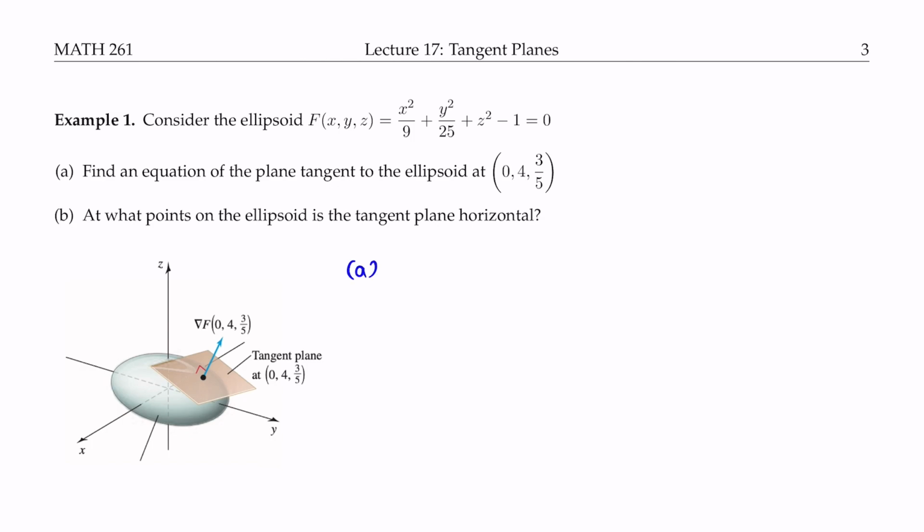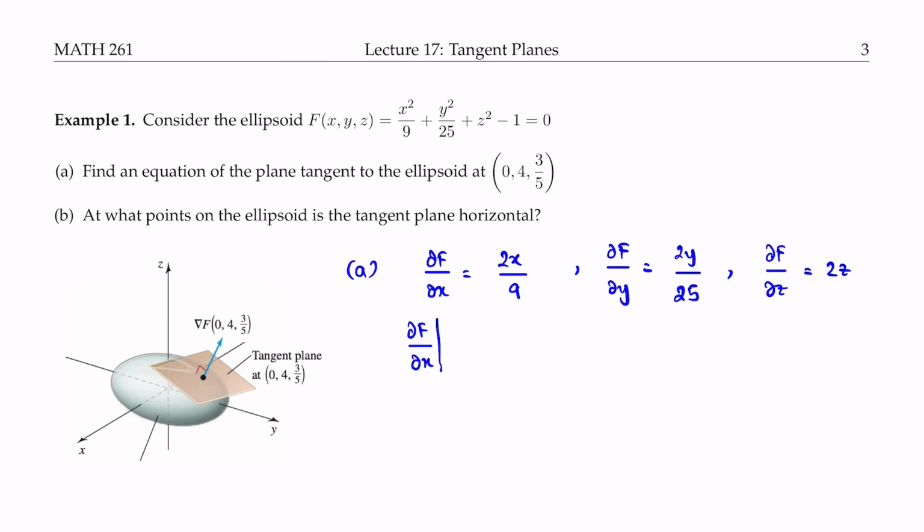So here in part A, you want to find partial F, partial x, and you get 2x over 9. Now for partial F, partial y, you're going to get 2y over 25. And for partial F, partial z, you're going to get 2z for the answer. Then you're going to evaluate the partial derivatives at the point (0, 4, 3/5). So partial F, partial x, evaluated at (0, 4, 3/5), you're going to get 2 times 0 divided by 9, or 0 for that matter.